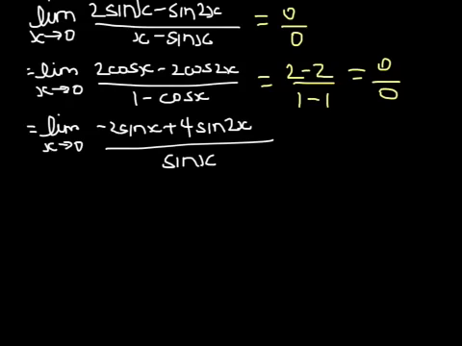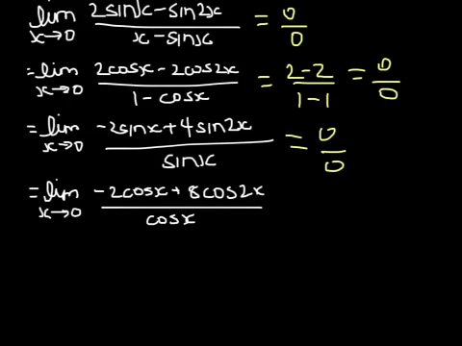Because we still have an indeterminate form, we take the derivative again. The limit x approaching 0, negative 2 sine x plus 4 sine 2x over sine x, is also equal to 0 over 0. Once again, an indeterminate form. So we take the derivative one more time. With this derivative, we can see that negative 2 cos x plus 8 cos 2x is also equal to negative 2 plus 8, and the denominator of cos x is equal to 1. Negative 2 plus 8 over 1 equals 6.